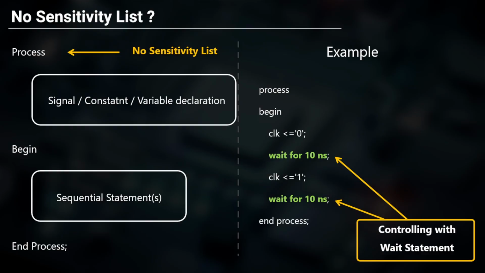In this example, you can see a clock generator process which is controlled with a wait command, so the value of the clock will be 0 for 10 nanoseconds and then its value turns into 1 and hold its value for another 10 nanoseconds. We will talk more about wait commands in the next episode.